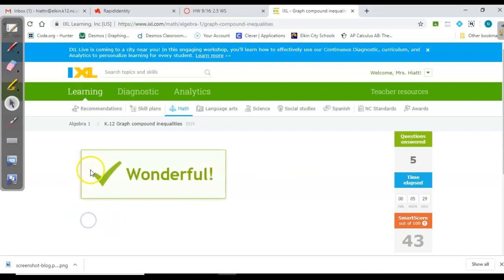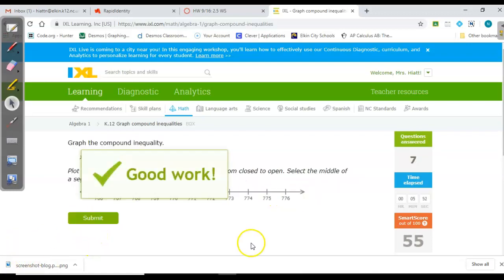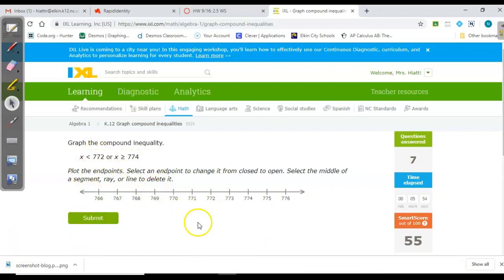So there's one with an and. Here's the or problem. For x is less than or equal to negative 3, I will have this graph. And then for x is greater than or equal to 1, I'll graph that like this. Click submit. Good work. So this gives you an idea of what you'll be doing for your homework.